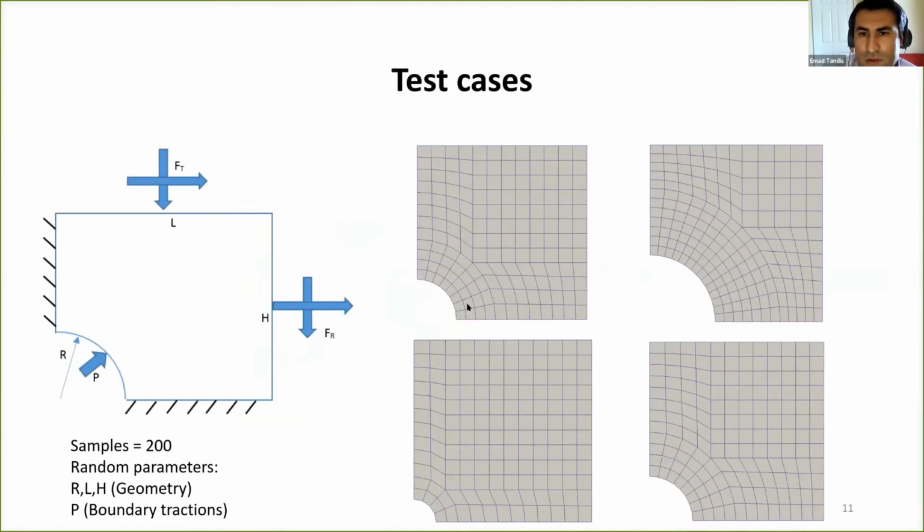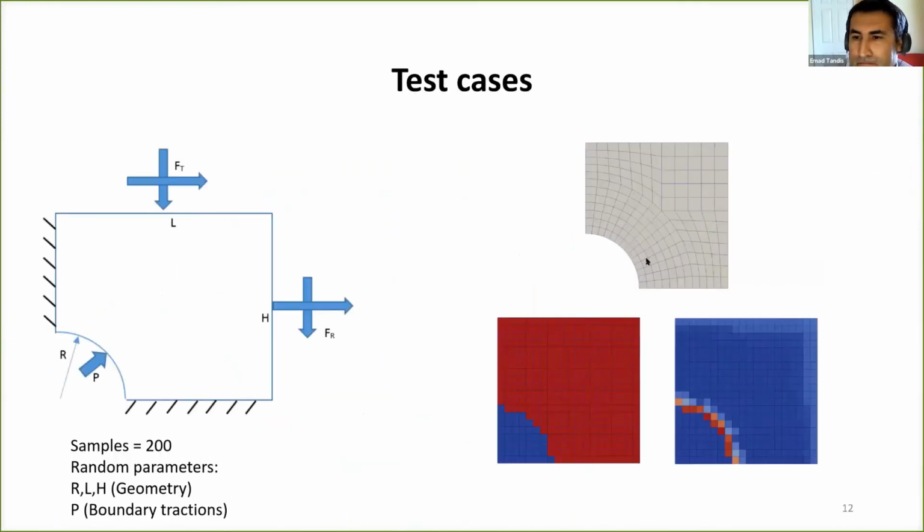In order to evaluate this idea, we used something like a plate hole. It's not exactly a plate hole, but similar to a plate hole. For this geometry, we have radius, L, H, and pressure in the circle. We randomly change them, and we generate 200 samples. You can see them on the right-hand side. They have different radius, different length and height, and different pressure force.